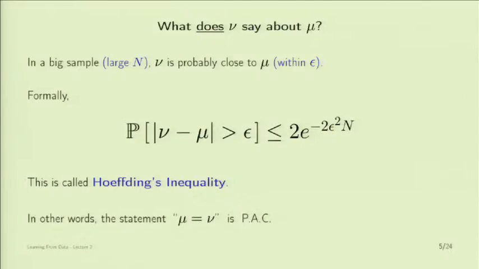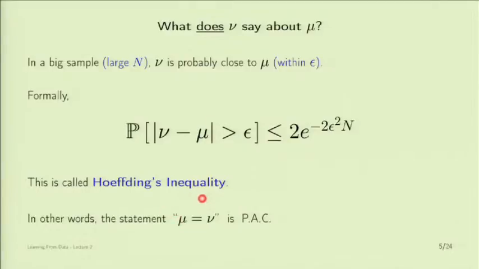So now, if you want to translate the Hoeffding inequality into words, what we have been talking about is that we would like to make the statement mu equals nu. That will be the ultimate. You look at the in-sample frequency, that's nu, and the out-of-sample frequency, that's mu, the real frequency out there. But that's not the case.